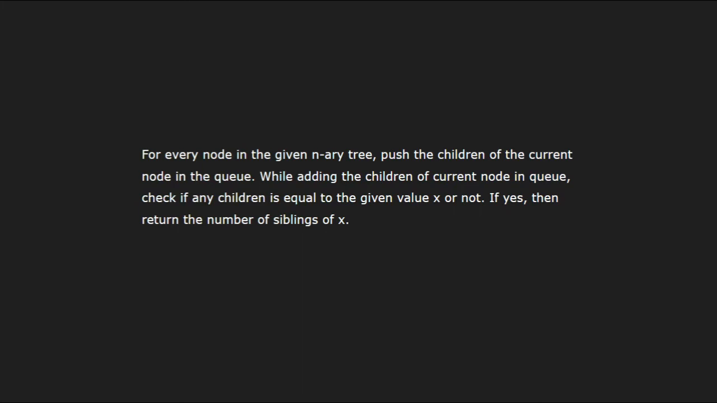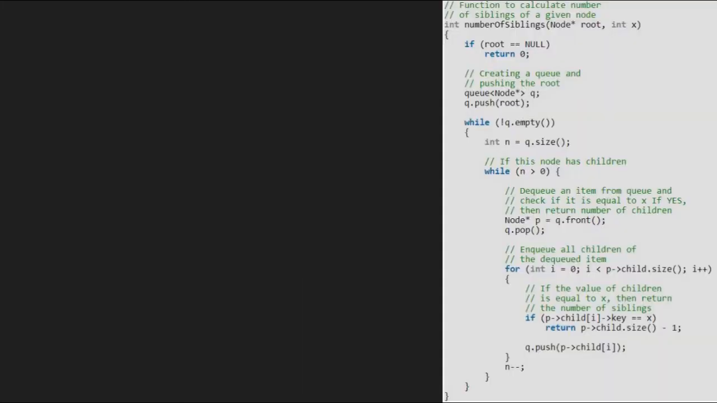Next, let us see the algorithm. Let us also have a sample tree to test our algorithm. We pass the root node, which is 1, to the function number of siblings. So root will point to 1. Also, let us assume that we have to find the number of siblings for node 3. So we pass 3 to x. Since root is not null, we create a queue and enqueue the root node, that is 1, into the queue.